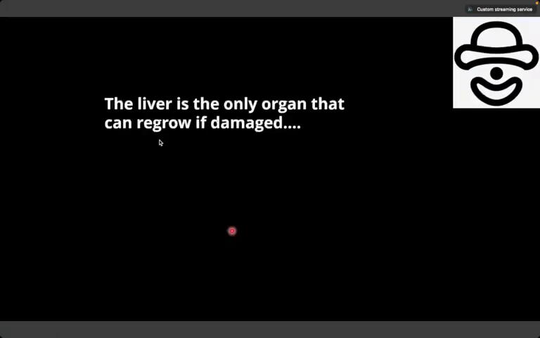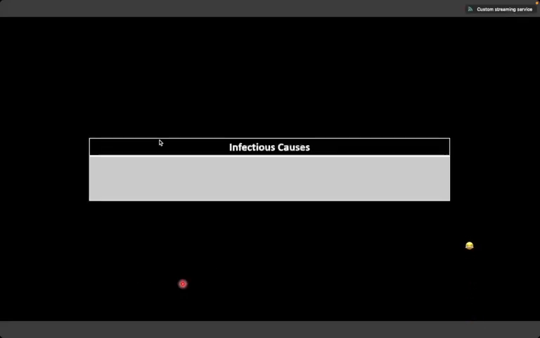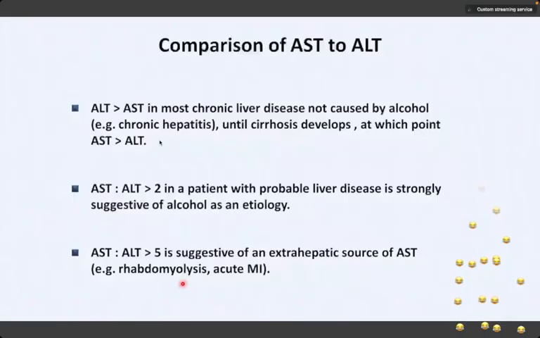Okay? We joke the liver is the only organ that can regrow if damaged. I'll drink to that. Oh, maybe you don't want to drink to that because you're going to chow your liver. Okay. Sorry, guys, just coming back here.